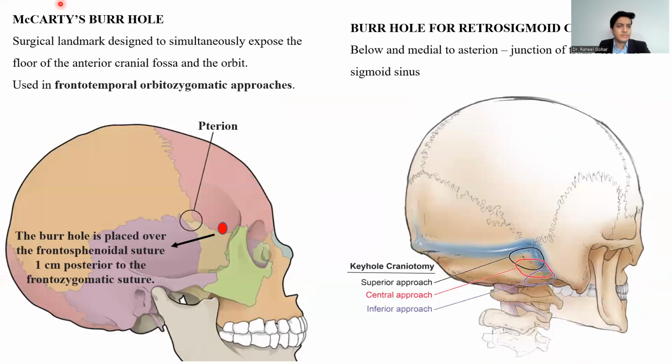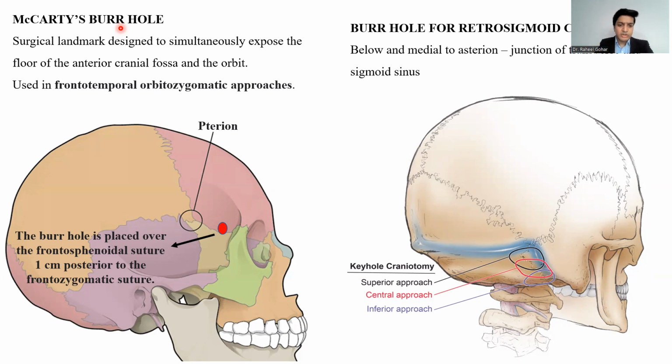Then there is a point which is known as the McCarthy's point or McCarthy's burr hole. When we are performing different surgeries, there is an approach which is known as the pterional craniotomy. Also, there are different approaches as well. The first burr hole for that craniotomy, and also for orbitozygomatic approaches, is known as the keyhole burr hole or the McCarthy's burr hole. This burr hole is important because with the help of this burr hole, we can gain access to the intracranial cavity as well as the orbital cavity.